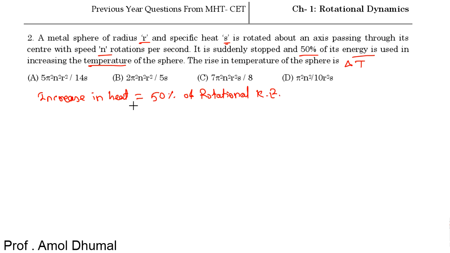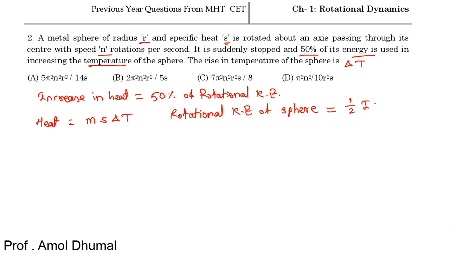So using this relationship we can find out the change in temperature. The heat is given by the formula mass into specific heat into delta T, and the rotational kinetic energy of the sphere is given by the formula 1/2 I omega square.